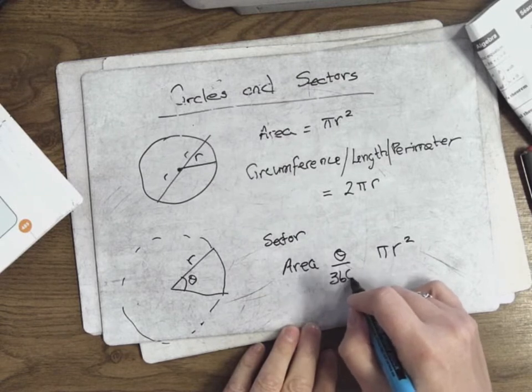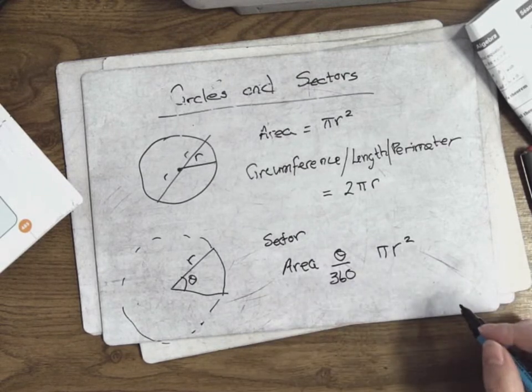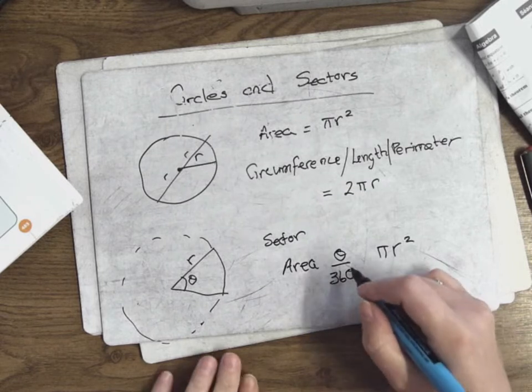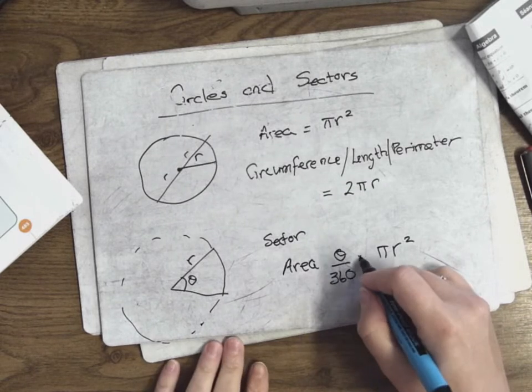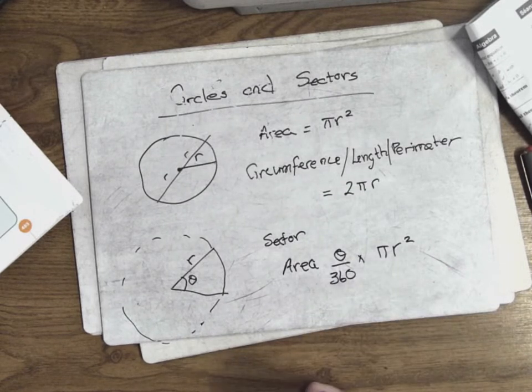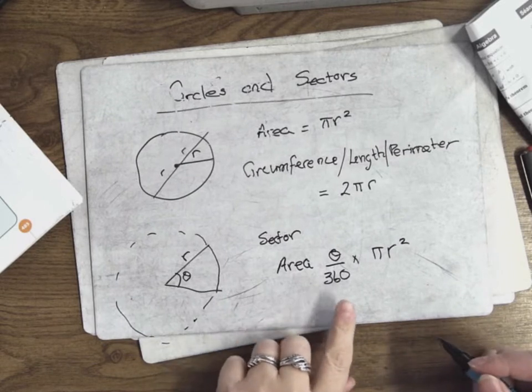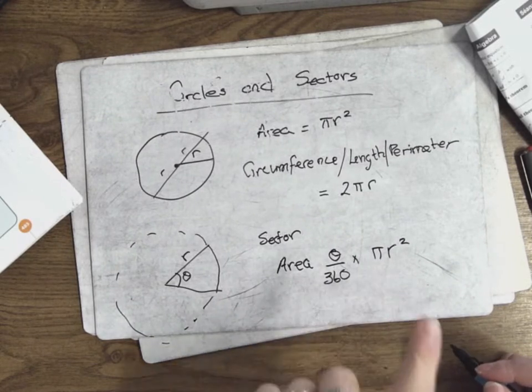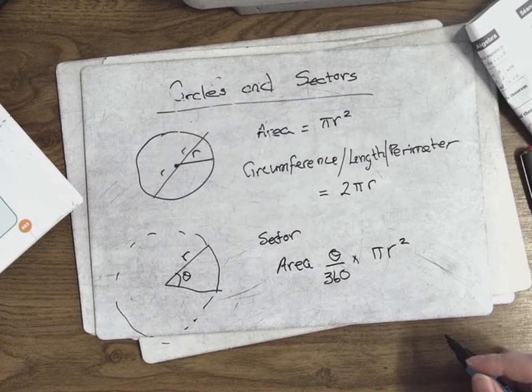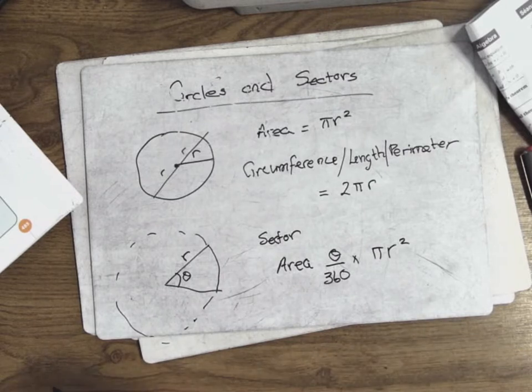Why 360? Where did I get 360? The whole circle is 360. So it's theta over 360, and that's the fraction of the circle you have. You multiply it by pi multiplied by r squared. That's if they ask you for the area of the sector.